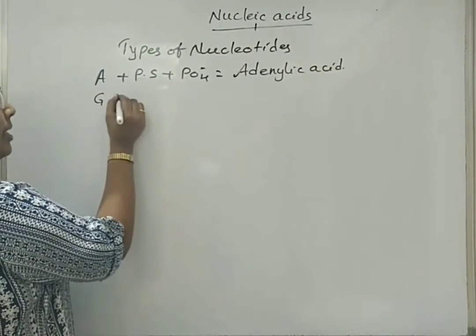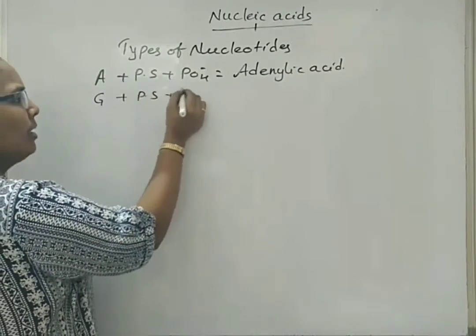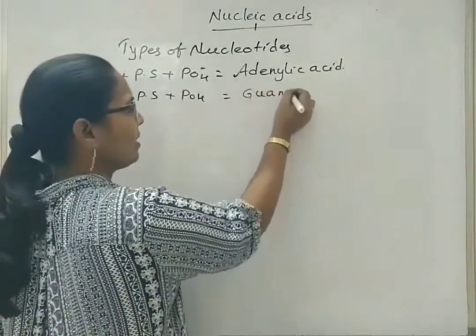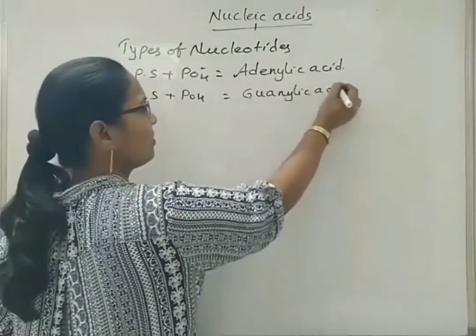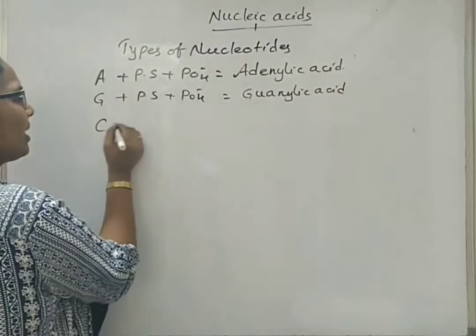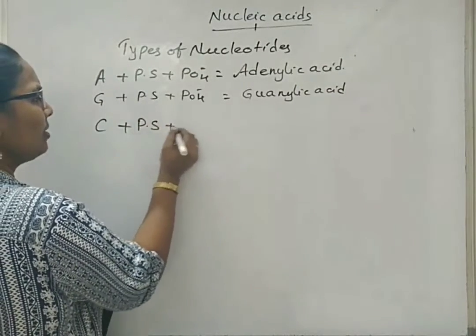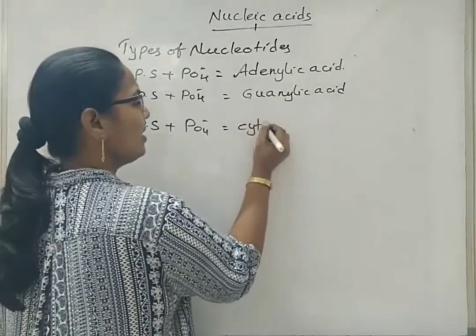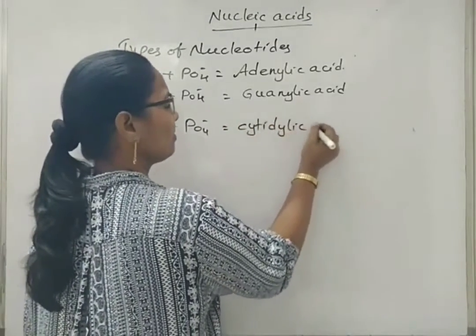Next, another nitrogen base, guanine plus pentose sugar plus phosphate. This is called guanylic acid. Cytosine plus pentose sugar again plus phosphate molecule. This is called cytidylic acid.